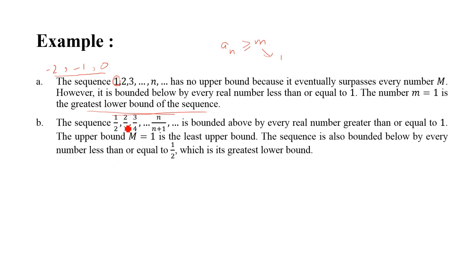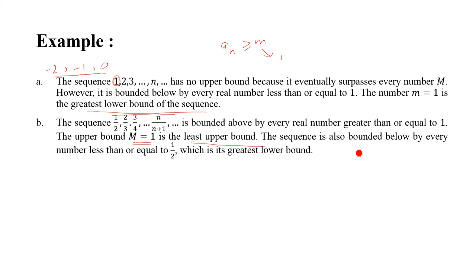So the sequence 1 over 2, 2 over 3, 3 over 4, where a_n is n over n plus 1, is bounded above by every real number greater than or equal to 1. The upper bound m equal to 1 is the least upper bound, right? This is bounded above by 2, bounded above by 3, bounded above by 4, and so on. But this is the least among the upper bounds. So this is called the least upper bound.